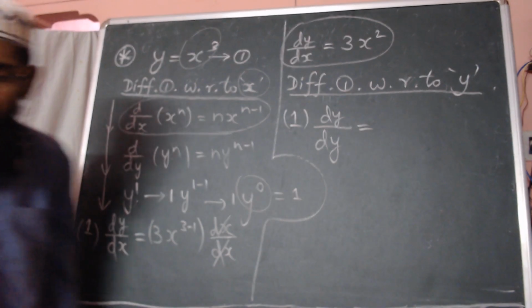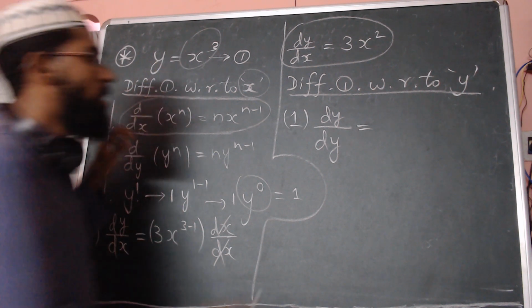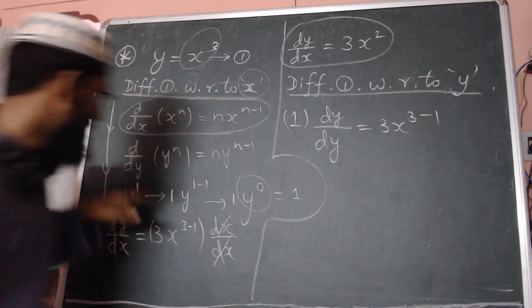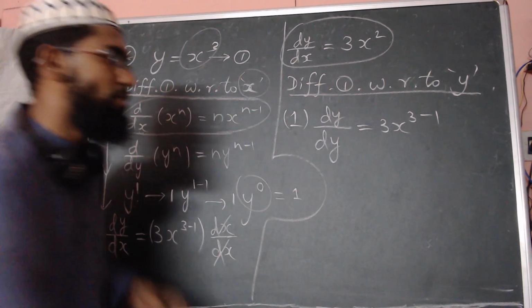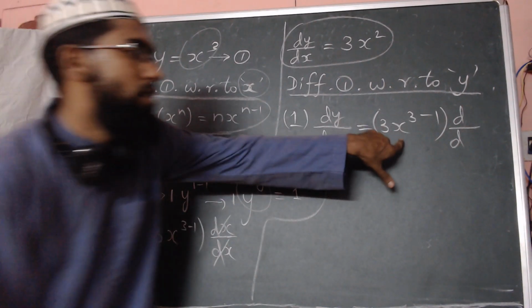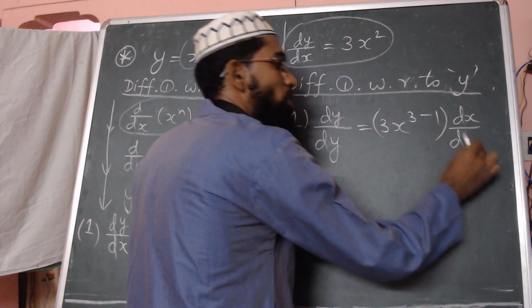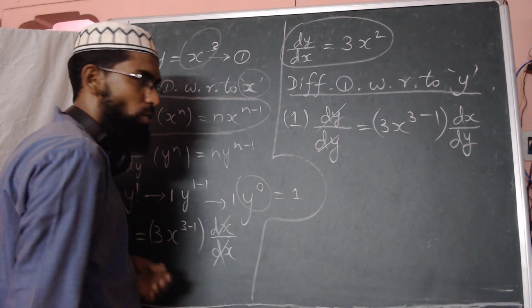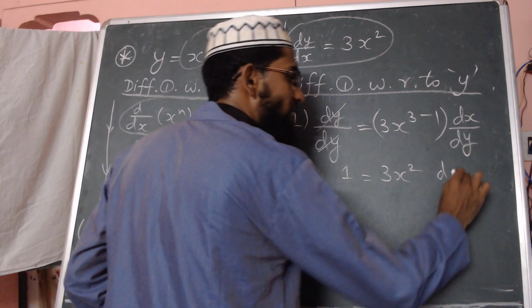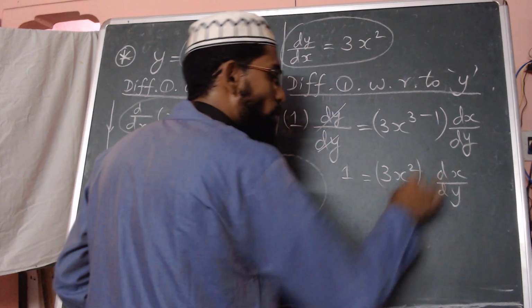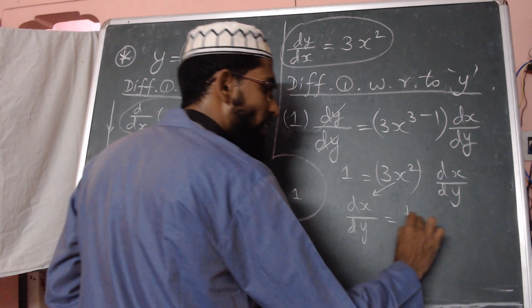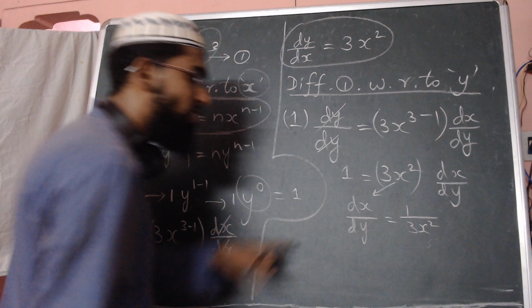Equal to the right hand side. The derivative of x cube, according to this formula, is 3x power 3 minus 1. As I told you, we have to put d by d. What variable have we differentiated here? I have differentiated x with respect to y. So I can cancel these two. Now 1 equal to 3x power 2 dx by dy. But what I want is dx by dy. So dx by dy equals 1 by 3x square, right? This is dx by dy.